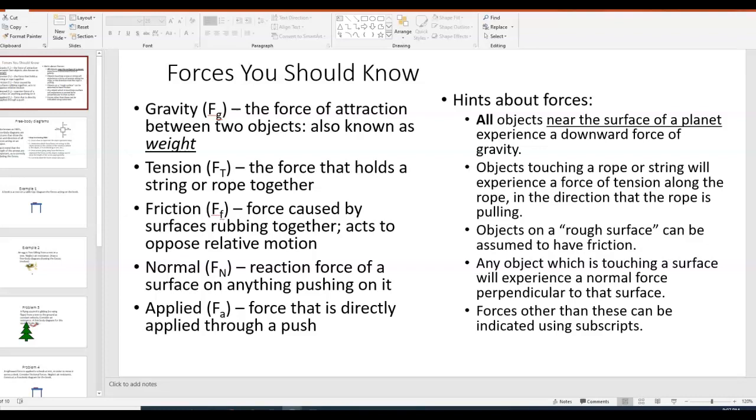Okay, so in this video we're going to be talking about some different forces that you should know and how to draw free body diagrams.